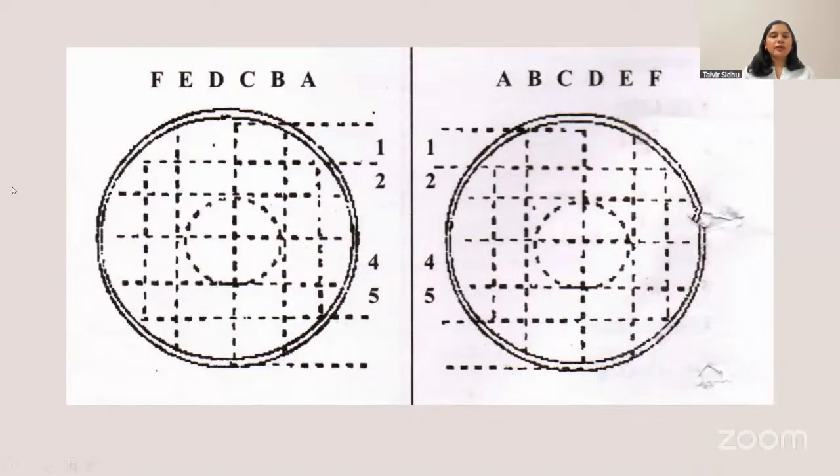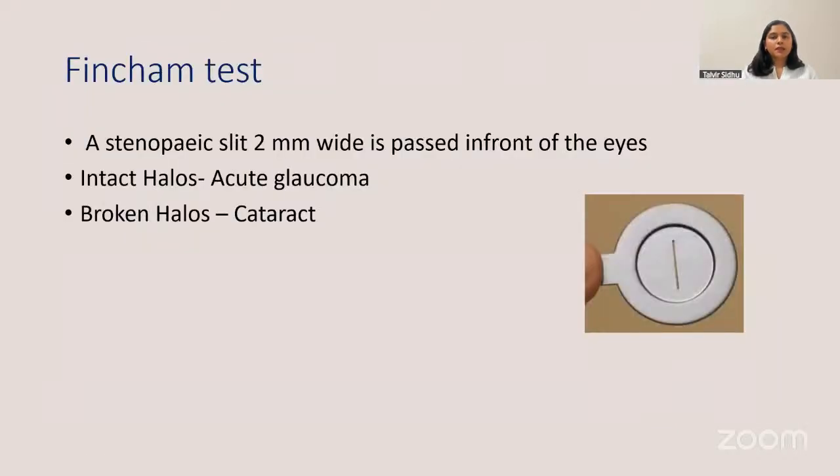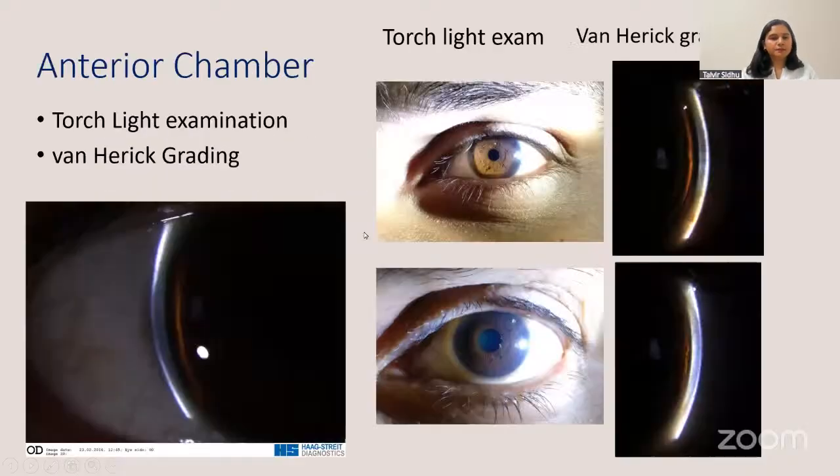Also, when you have looked at the cornea, please draw the corneal diagrams. If there is a Haab's stria, draw the Haab's stria. If there is edema, draw the corneal edema. And you should always represent your findings in a drawing. Then usually the examiners would ask you what is a Fincham's test. Fincham's test is when you take a stenopeic slit and it is passed in front of the eyes. Intact halos indicate acute glaucoma, and broken halos indicate a cataract.